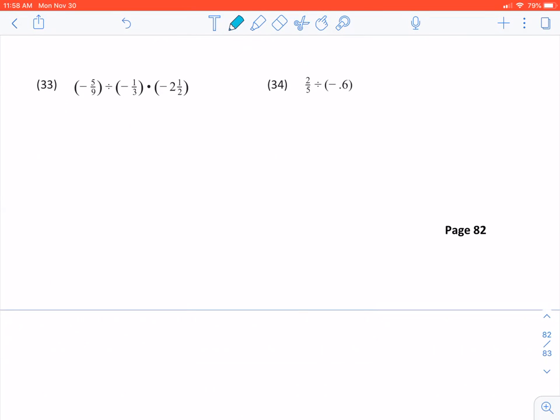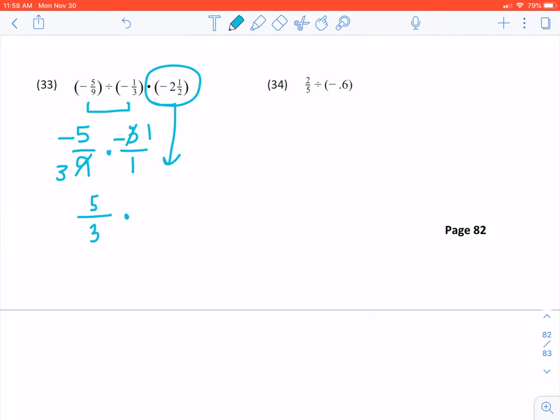All right, so we're going to go from left to right with this division. So we're going to work on these first. So negative 5/9 times negative 3/1. I just did leave, change, flip. I am going to cross cancel this. So when I multiply, they are both the same sign, so we're going to get a positive answer, and I'm going to multiply 5 times 1 is 5, 3 times 1 is 3. Now, I need to bring this down, so that would be negative 2 1/2.